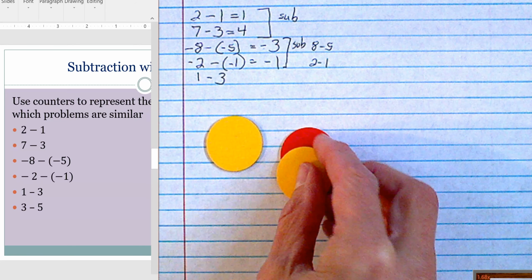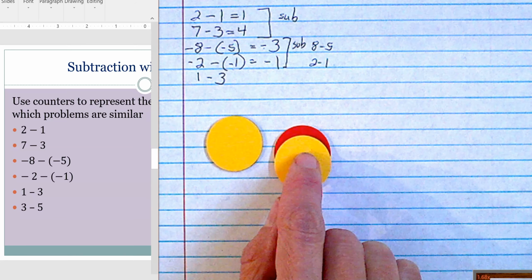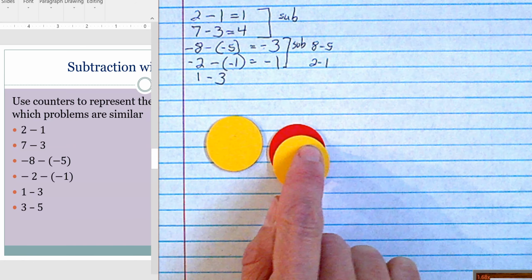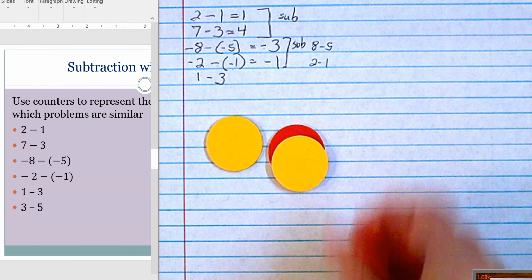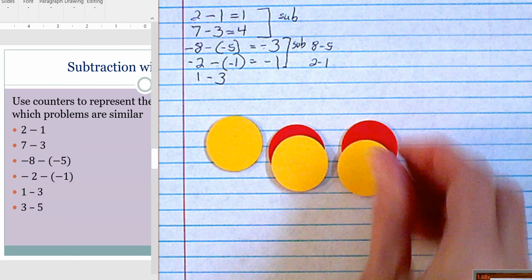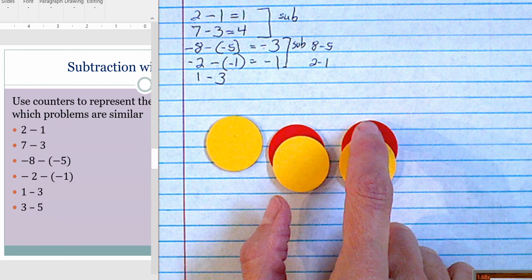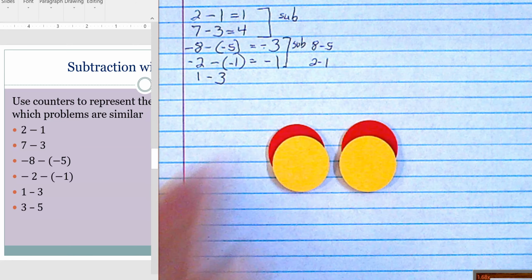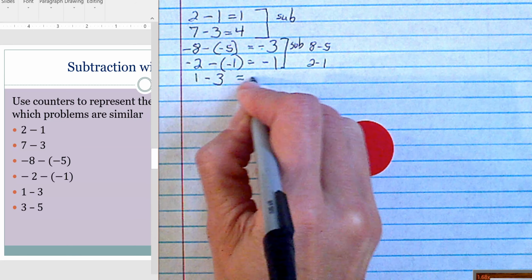I have a negative and a positive, 1 red and 1 yellow. These are the value of 0. So I have 1, and I've just added 0, which is still 1. I'm going to add another group of 0. So now I have 3 yellows and 2 reds. I can now carry out the subtracting of 3. 1, 2, 3. That leaves me with 2 reds, or a -2.